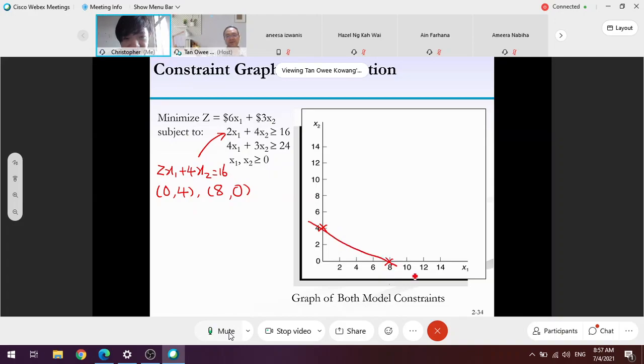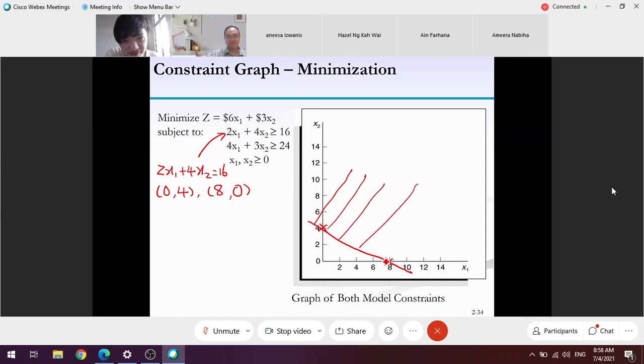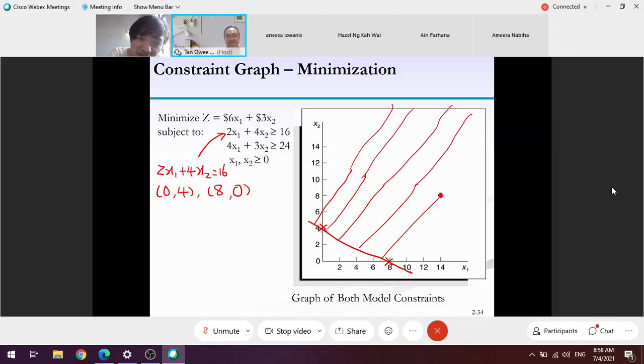So which one is the feasible area, A or B? B. If you're not so sure, use the same method I told you. Replace 0, 0. Is 0 bigger than 16? No. So this is not the feasible area. The feasible area is here, until the end.